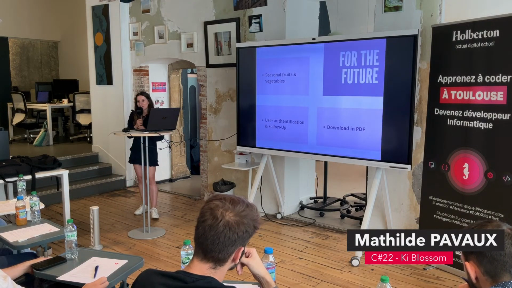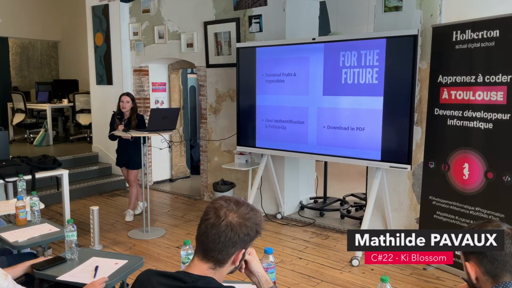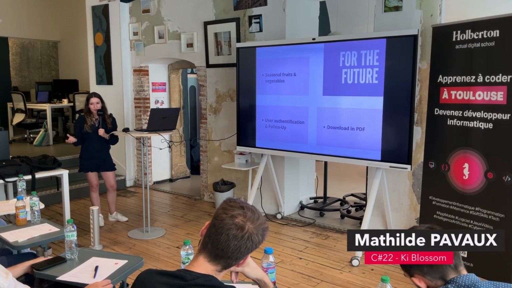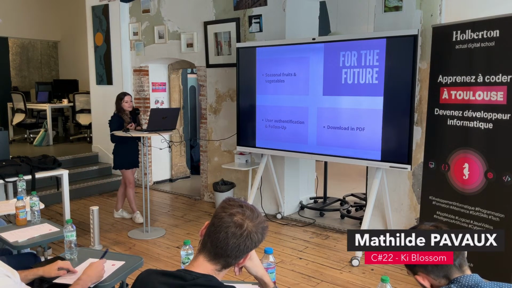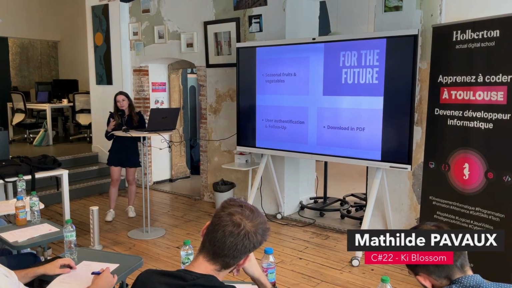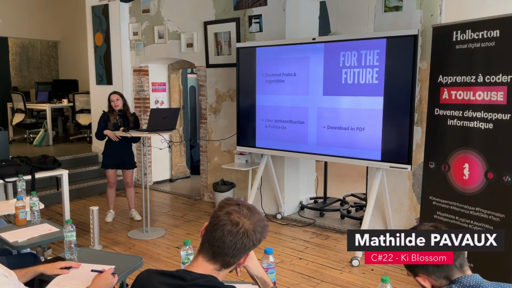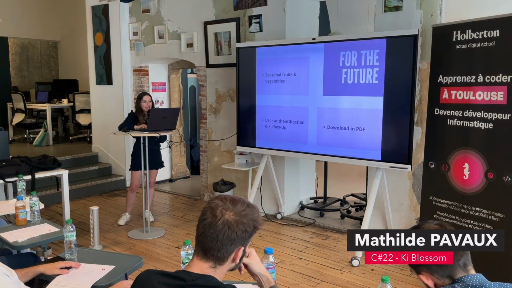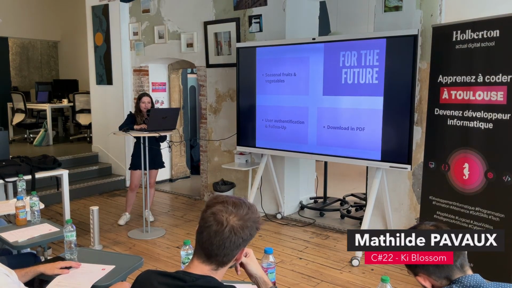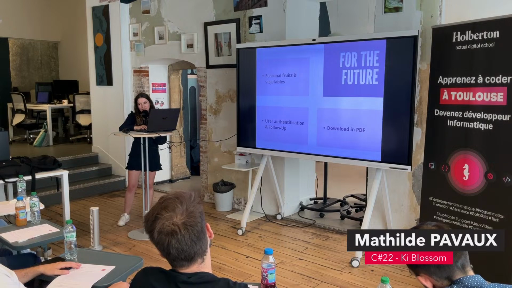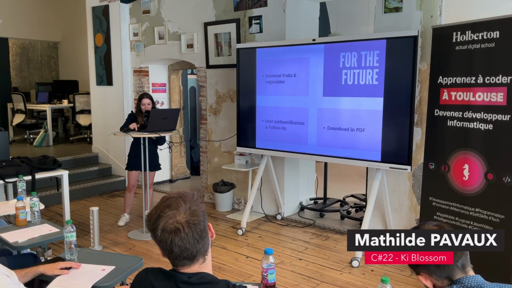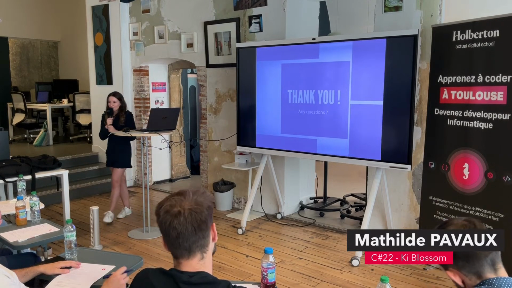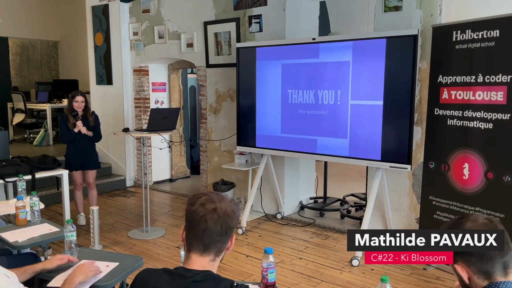For the future, what I would like to implement in my web app is the ability to download the recommendations as a PDF, having user authentication and follow-up with notifications, so the client can follow the recommendations and do all of that. And having seasonal fruits and vegetables on the homepage using the date and time when the user answers the questions. So that's it for me. Thank you very much. Do you have any questions?